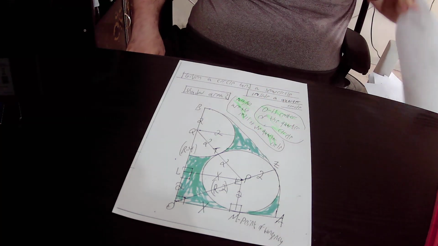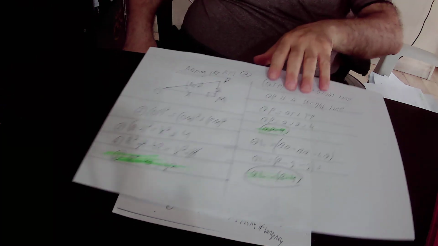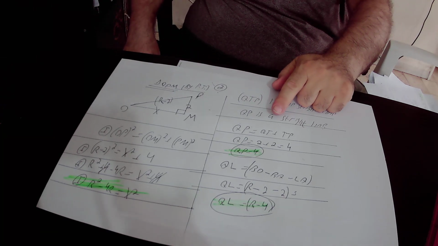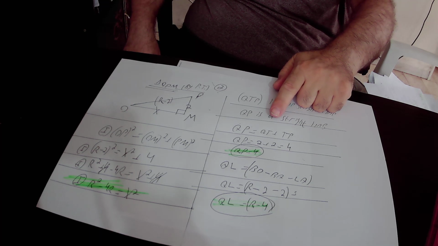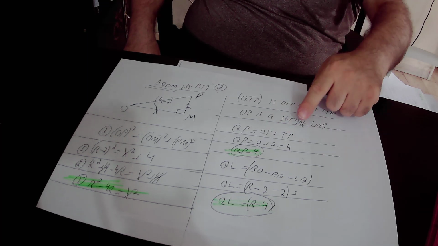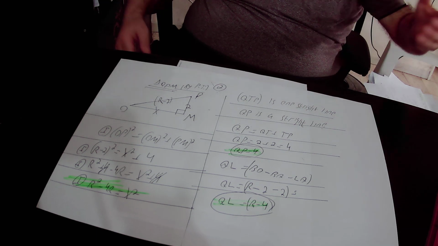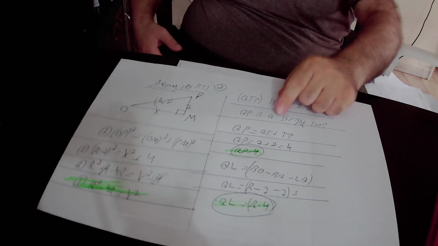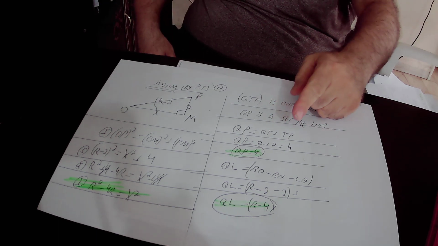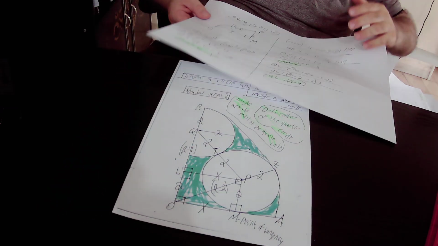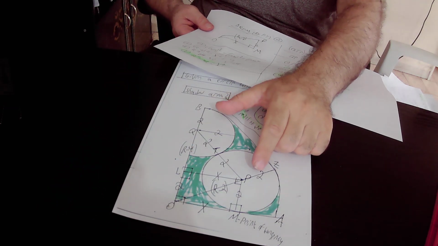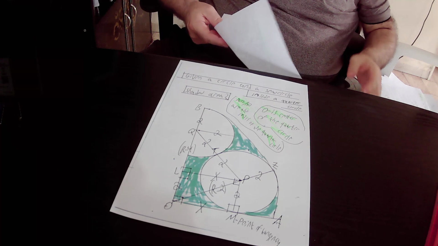Okay, so here we know that QP equals QT plus TP. We just found out that QT equals 2 units and TP also equals 2 units. Therefore, QP equals 2 plus 2, that is 4. So we found out that the length of the straight line QP equals 4 units.